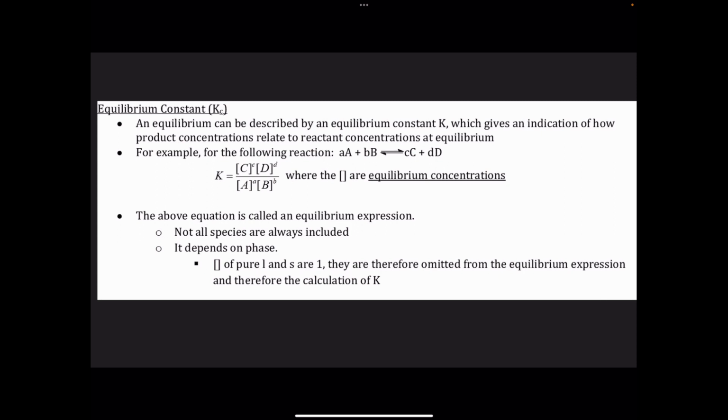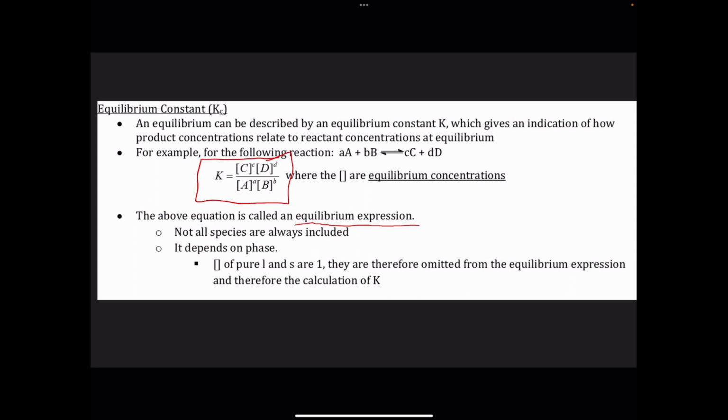So for example, we can look at a generic reaction, reactant A reacting with B, producing C plus D. The equilibrium constant, or the expression, is set up as follows, as the concentrations of our products raised to their coefficients divided by concentrations of reactants raised to their coefficients. So this equation here, this is referred to as an equilibrium expression.